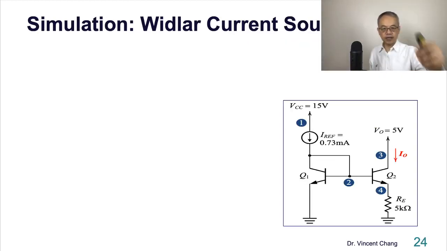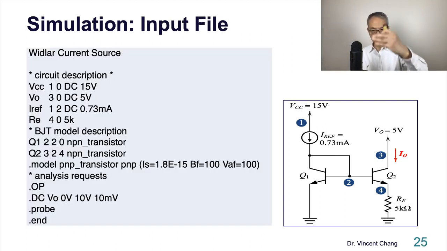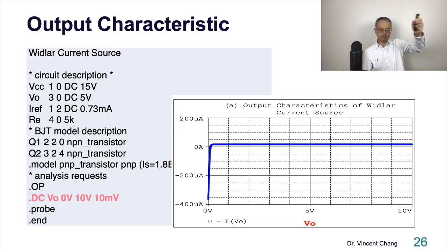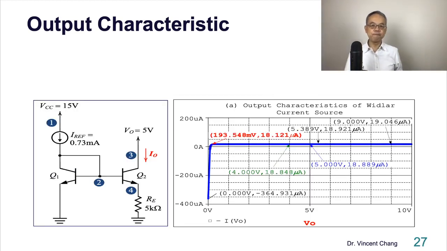Now let's move on to the next section. I'm going to spend a few minutes talking about the simulation of the Widlar current mirror. This is the code. Then we do the DC sweep command, sweeping VO from 0 volt to 10 volt, and get this. Here's the output characteristic.